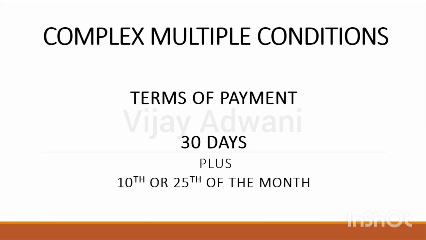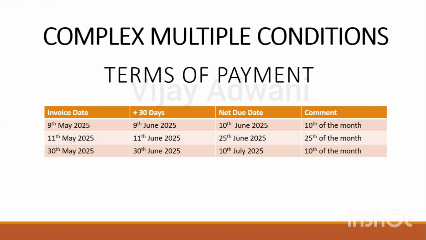Number one, 30 days should have been passed. Number second, either the invoice will be paid on 10th of the month or the 25th of the month, whichever is closest, whichever is nearest. Now I divided this into three more conditions. So what it said is that the invoice will be paid post 30 days of the invoice date, and it will be paid either on 10th or on 25th.